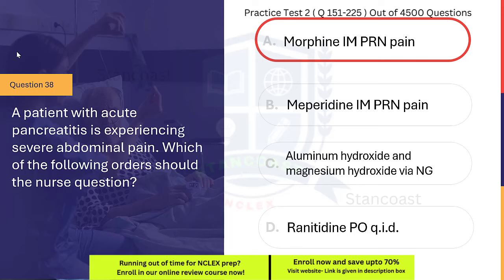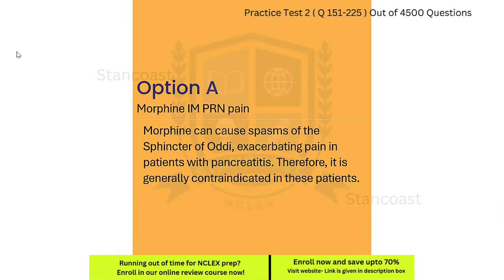Morphine intramuscular as needed for pain. Morphine can cause spasms of the sphincter of Oddi, exacerbating pain in patients with pancreatitis. Therefore, it is generally contraindicated in these patients.